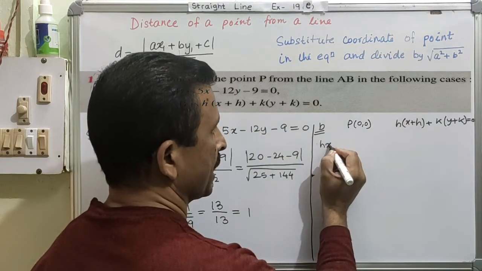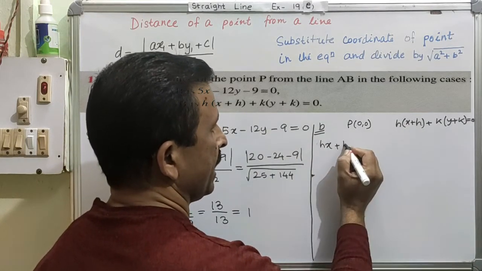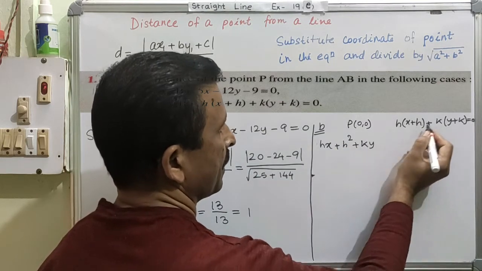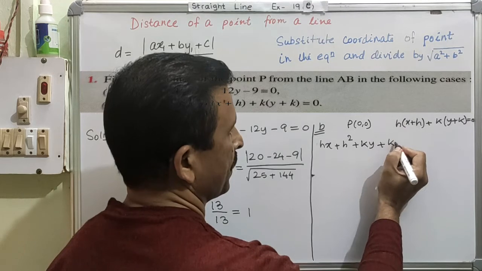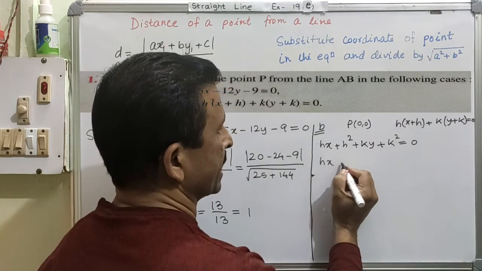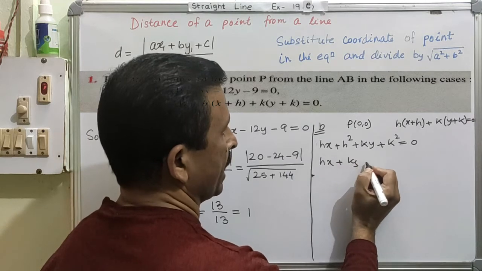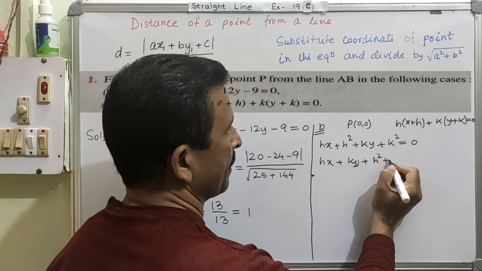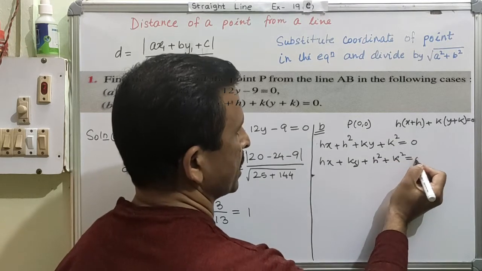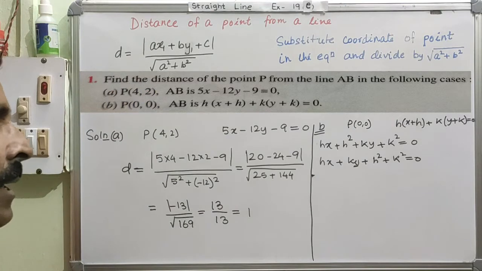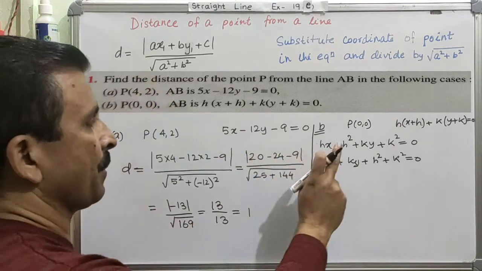hx plus h square, ky plus k square is equal to 0. Now we can write hx plus ky plus h square plus k square is equal to 0. Now finally you have your equation in the general form. Now we can use this formula and find the perpendicular distance.